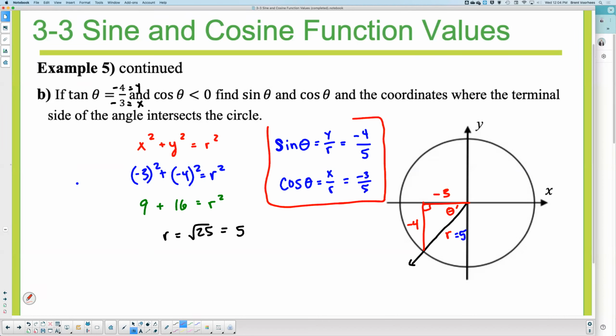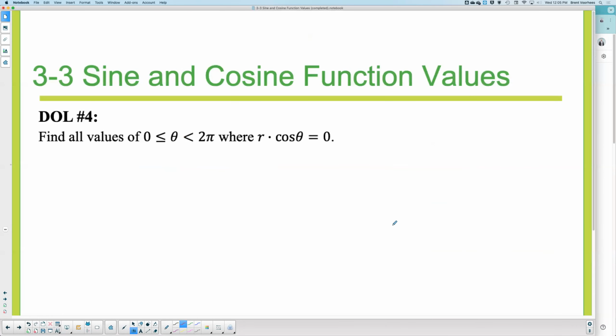Now, it doesn't tell us to find tangent. Oh, that's because tangent's given to us. But I wanted to remind you, over time, the reason tangent's positive is because the two negatives cancel each other out. We knew this negative 4 and negative 3. This had to be negative based off of this information that cosine was less than 0. As we confirmed here, cosine is less than 0. So notice that.